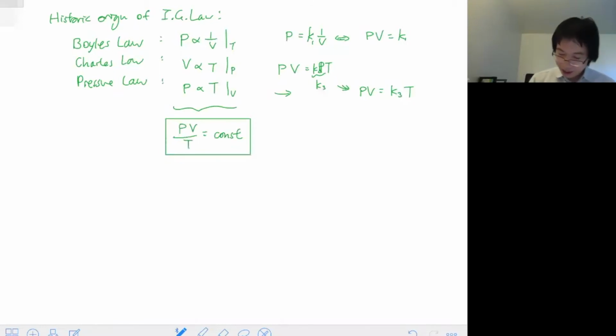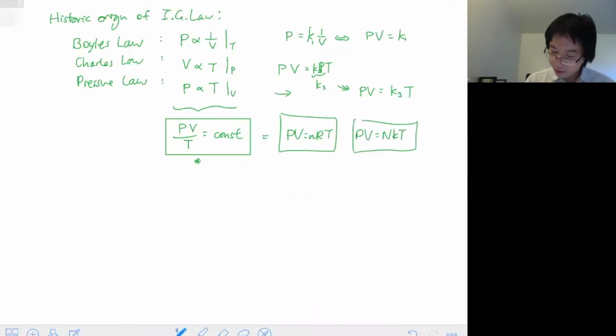Okay, so let me summarize. Sometimes if you're asked to quote the ideal gas law, let's say in a test or exam or just in the future, if you need to refer to the ideal gas law, all 3 versions are completely fine. So you can write this, you can write this, or you can write this. So all 3 are equally fine. Okay, so they're all the ideal gas law.